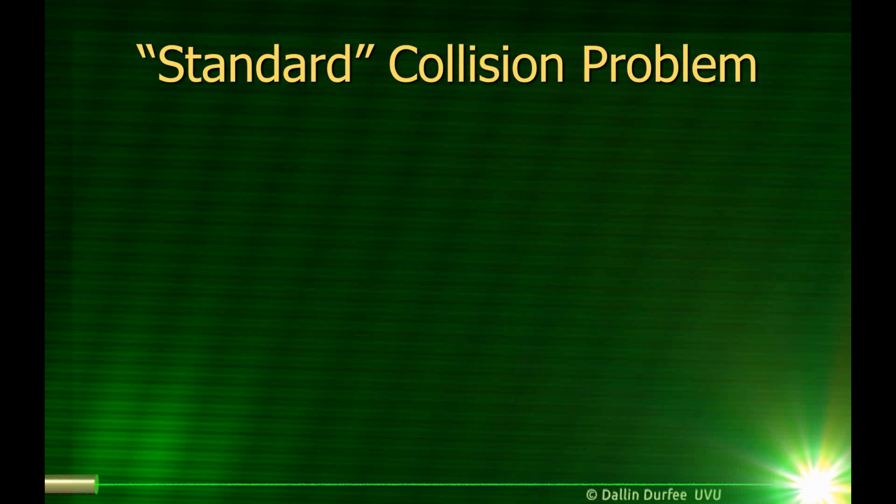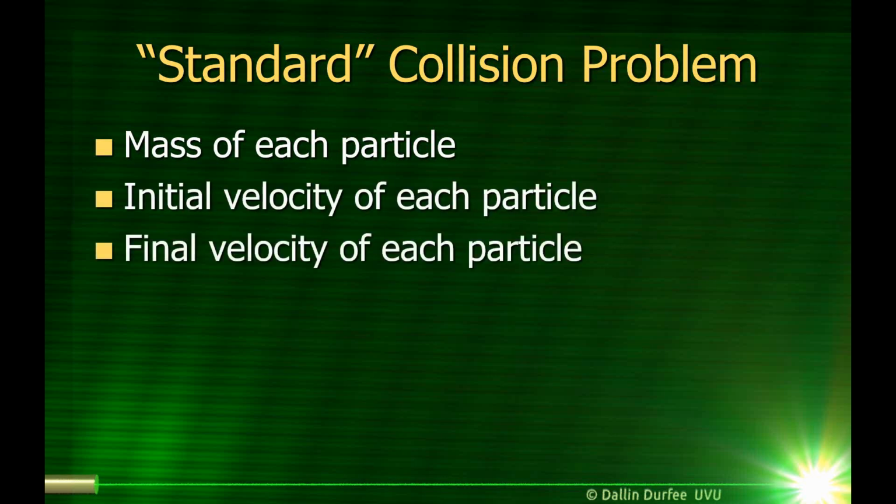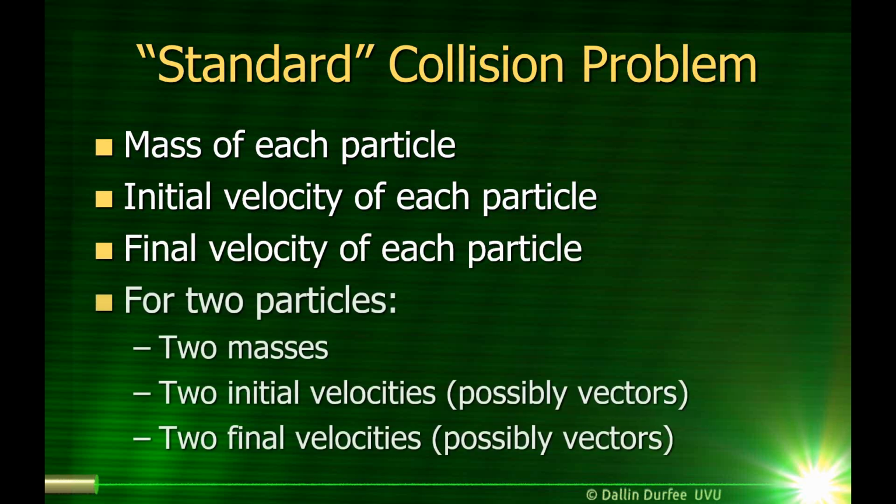Now, in a standard collision problem, you've got several parameters. You need to know the mass of each particle. There's an initial velocity of each particle and a final velocity of each particle. So there's all these different parameters that are related to each other, and usually what we're trying to do is say we're given some of them and we're trying to find the others. In particular, for a problem with two particles, there are two masses, two initial velocities, possibly vectors, and then there's two final velocities, which could be vectors as well.